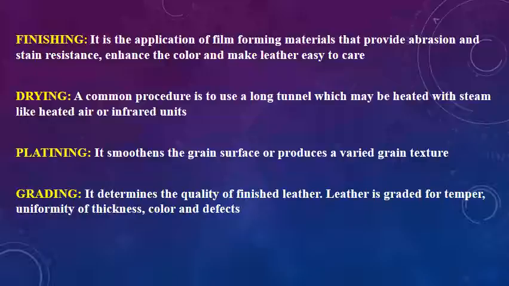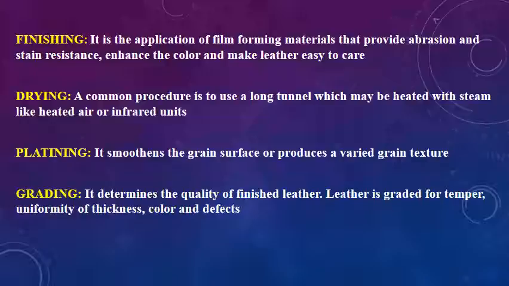The next is drying. A common practice is to use a long tunnel which may be heated with steam, heated air or infrared units. So this is the final stage where once again either drying is done to remove the extra water or sometimes, if required, extra moisture is added. Then plating. It smoothens the grain surface or produces a varied grain texture. Generally, strong heavy glass plates are used for further smoothening of the grain surface and to produce different kinds of grain texture.